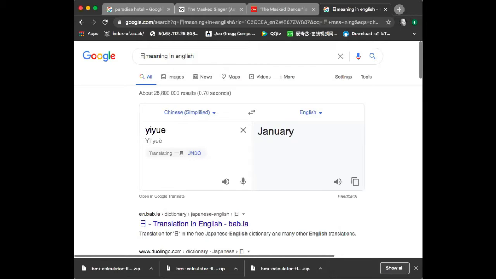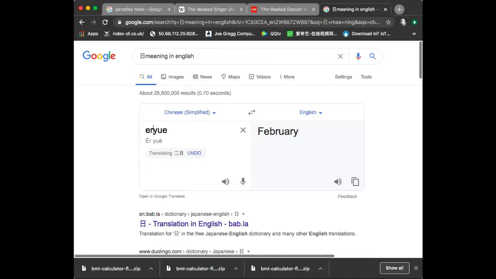Okay. So we use the same construction all the way. And for February, it's Er Yue. Yes. So that's good. And you notice when we said 2 o'clock, we said Liang Dian. Yes, we say Liang Dian. But in this instance, we are saying Er Yue. So sometimes we use Liang. There are some instances where you use Liang, and there are some instances where you use Er.